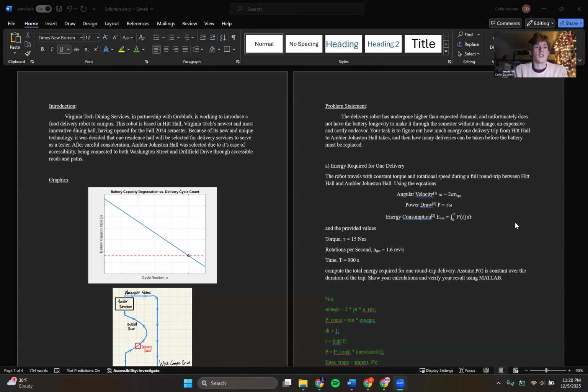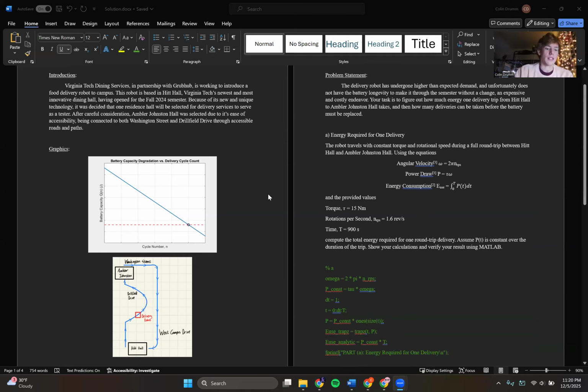The problem I decided to do was on a Grubhub delivery robot. So the idea of this problem is that the robot is going to start in Hit Hall and make its way to Ambler Johnston and then back.